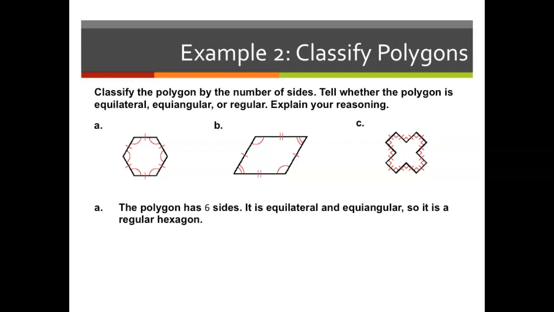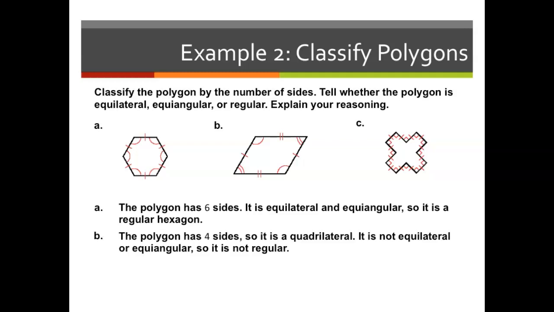All right, B. This polygon we see has 4 sides, so it's some sort of a quadrilateral. We see that it is not equilateral, because not all the sides are equal to each other. And it is not equiangular, because those angles are not all equal to each other either. So we can simply say that this is a quadrilateral.